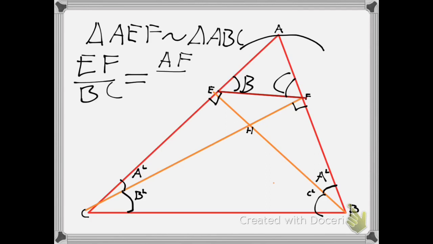AF over, and what's the corresponding side? Well, the corresponding side is going to be AC. Right? And what triangle contains both AF and AC as side lengths? Well, I want to turn our attention to triangle AFC.